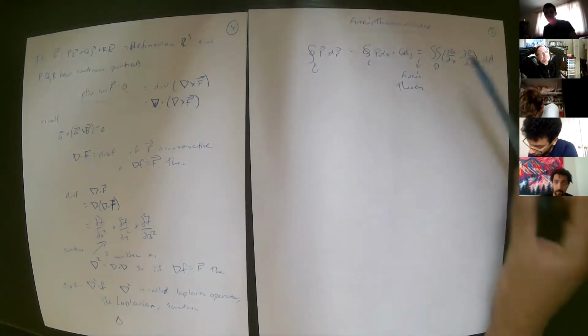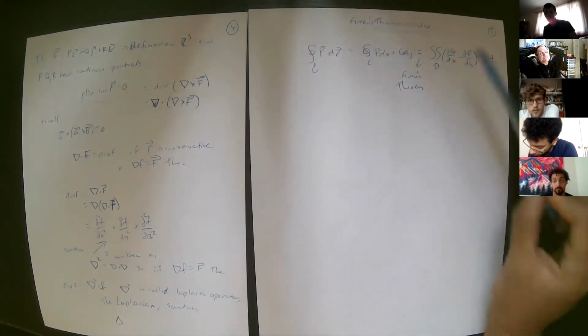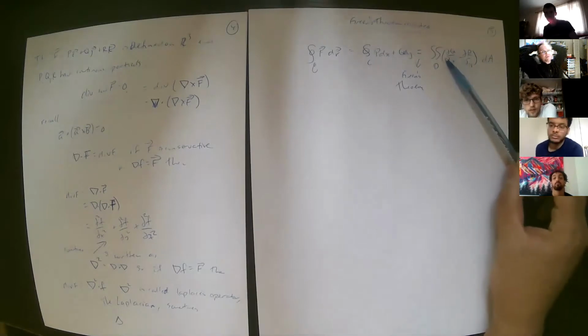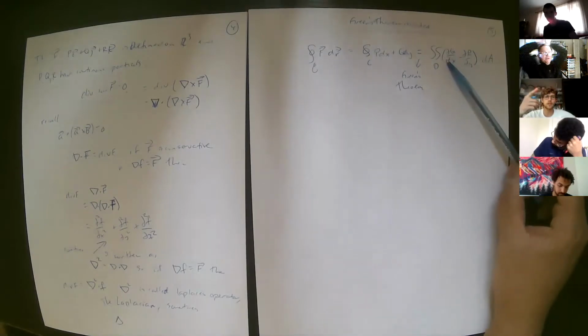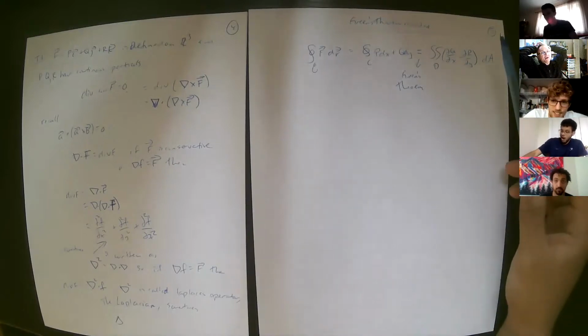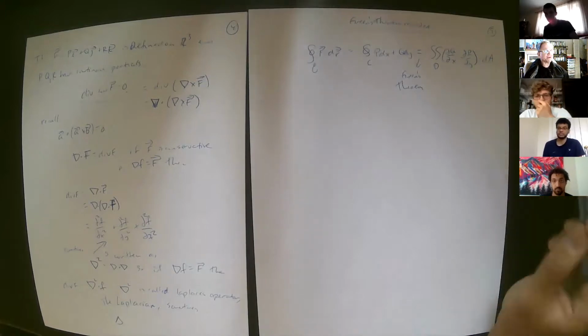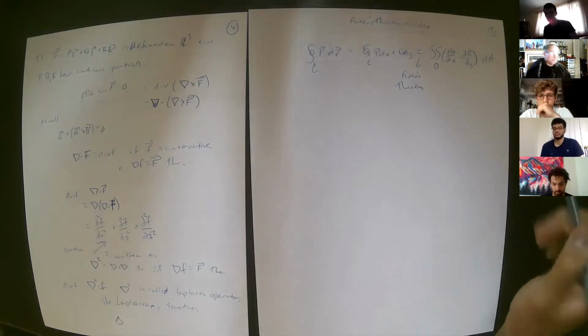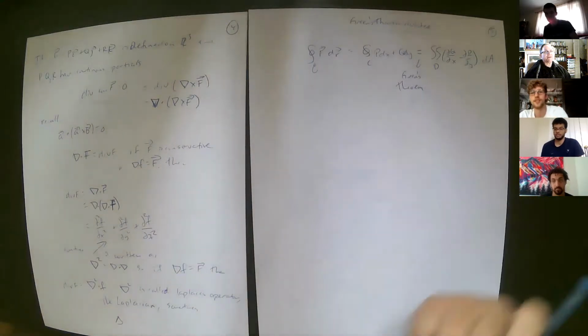This looks a lot like one of the components in our curl vector, right? Yeah, it does. And which component is it? The k component.